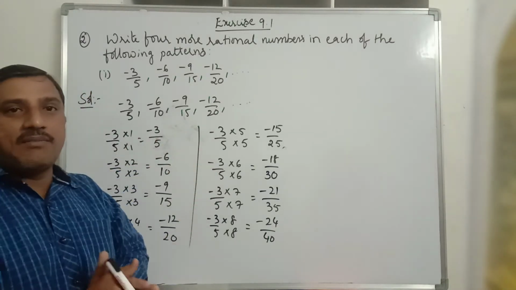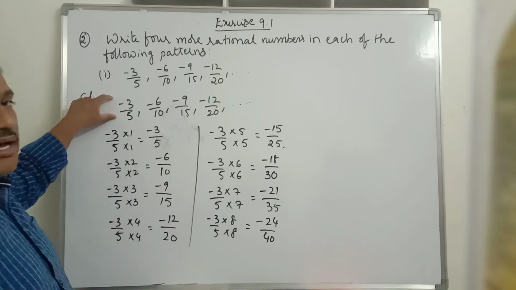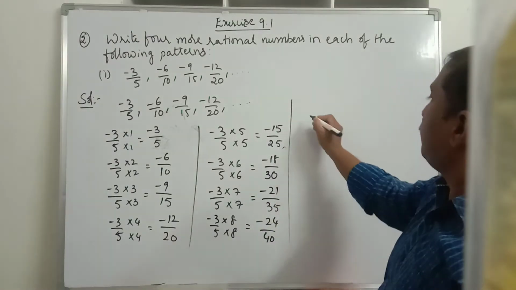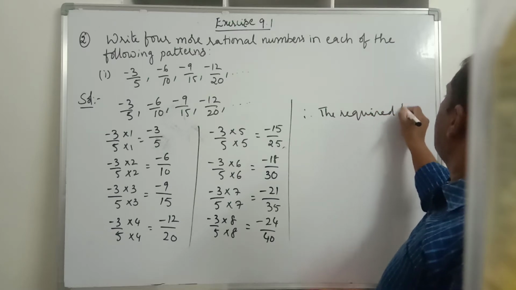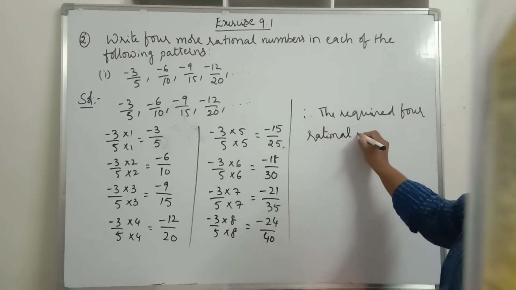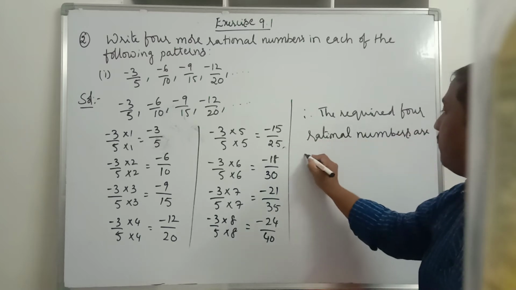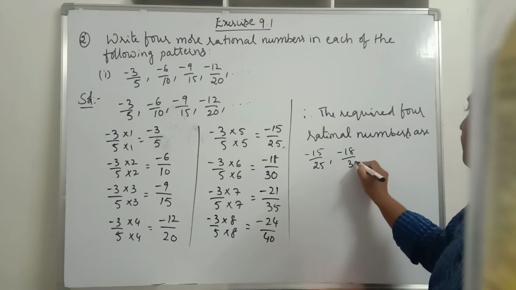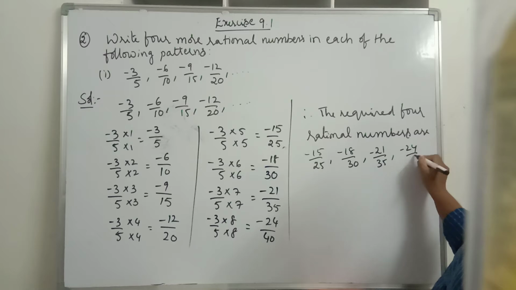How did we get these rational numbers? By multiplying both the numerator and denominator of the first rational number with the same number. Therefore, what are the 4 rational numbers which we get after this? The required 4 rational numbers are minus 15 by 25, minus 18 by 30, minus 21 by 35 and minus 24 by 40.